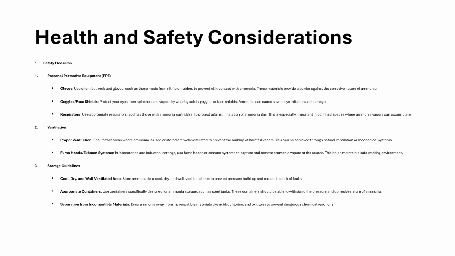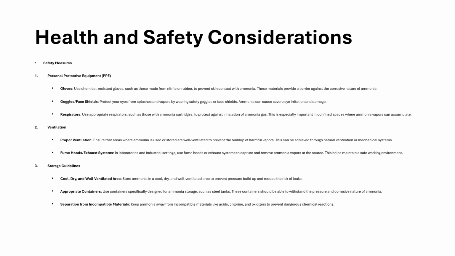Use of respirators. Always use appropriate respirators, such as those with ammonia cartridges, to protect against inhalation of ammonia gas. This is especially important in confined spaces where ammonia vapors can accumulate. Ventilation. Ensure that areas where ammonia is used or stored are well ventilated to prevent buildup of harmful vapors. This can be achieved through natural ventilation or mechanical systems.